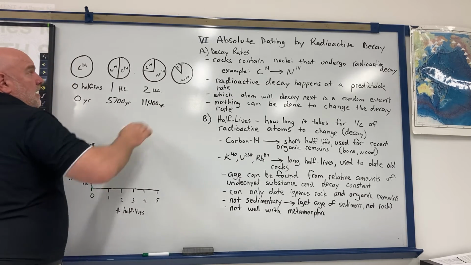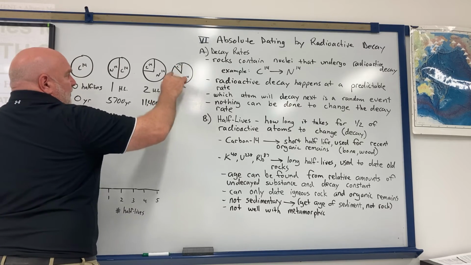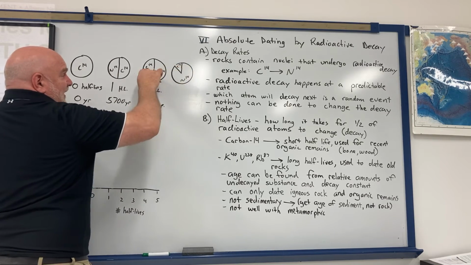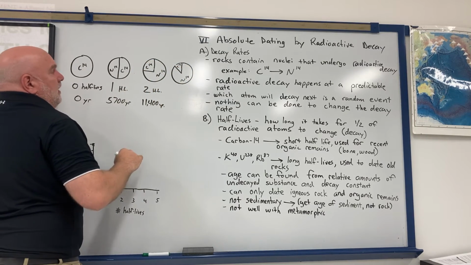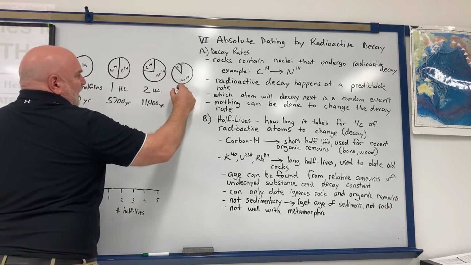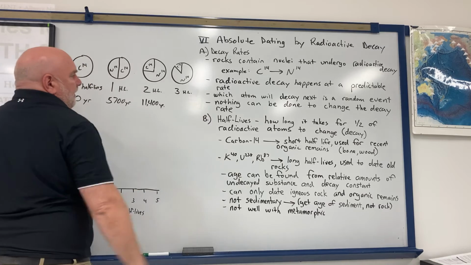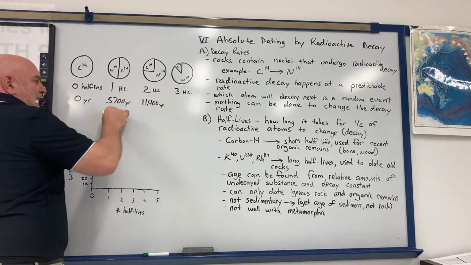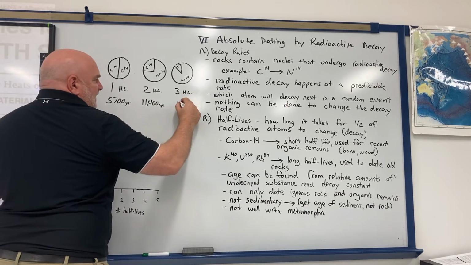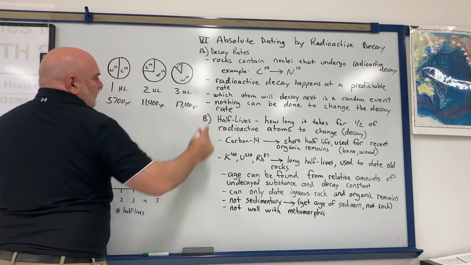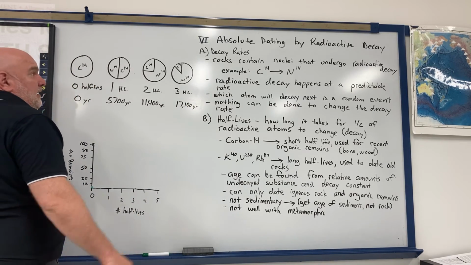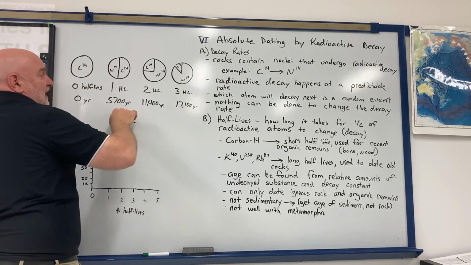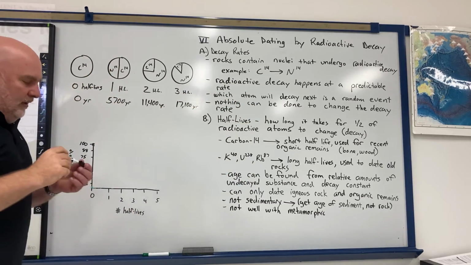Okay. If I have a sample that has that much carbon and that much nitrogen, an eighth is a half of a quarter, right? So that means I've gone through another half-life, so 3 half-lives. Again, each half-life is 5,700, so 3 times 5,700 is 17,100 years old. And if I had a 16th, the next one would be 4 half-lives, and then 4 times 5,700, and so forth and so forth.